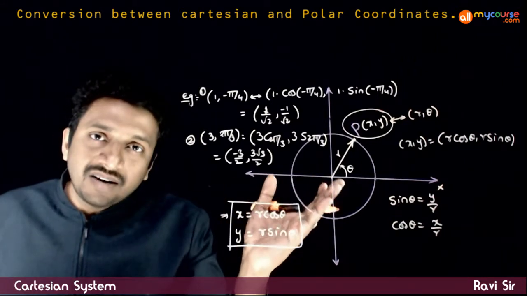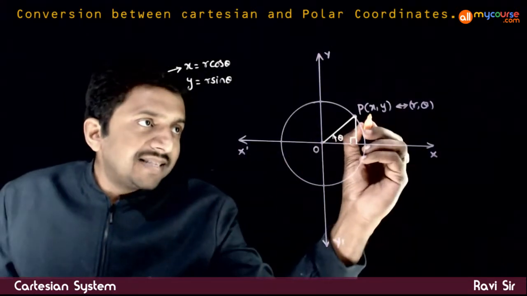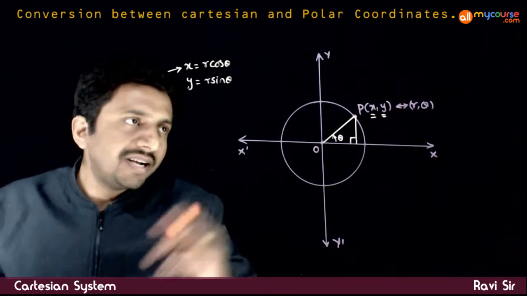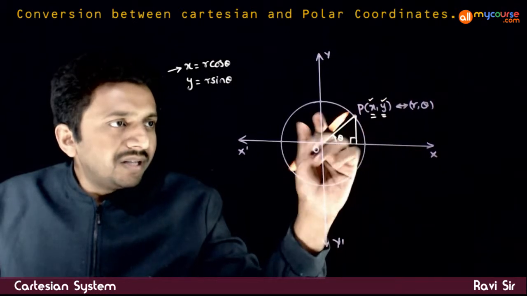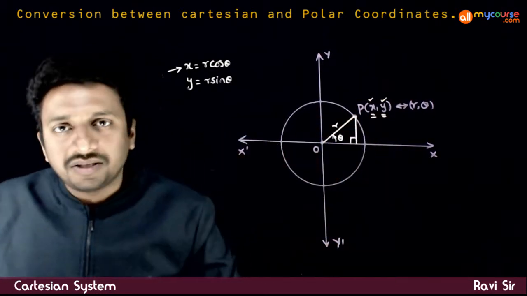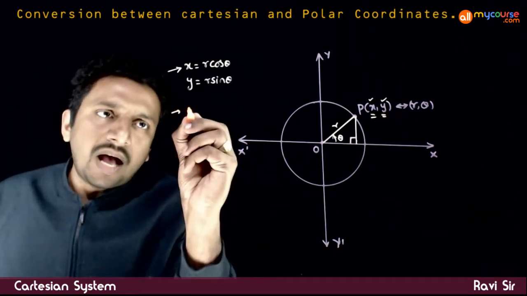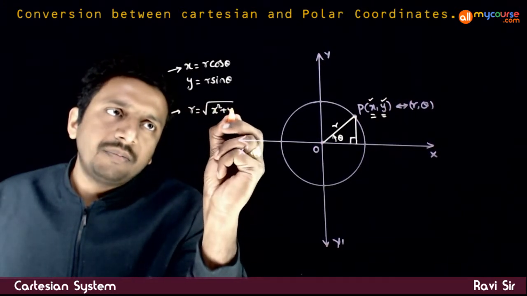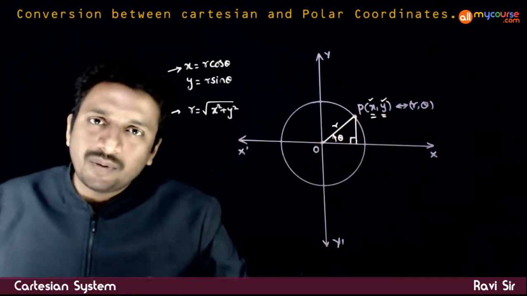So now let us try to see how to do the reverse question. If x and y are given, how do you get r comma theta? Let us say that the Cartesian coordinates of the point are given. Now the meaning of r is nothing but the distance of this point P from the origin, right? So what is the distance of point P from the origin? r is nothing but root of x square plus y square. That is the distance of the point x comma y from the origin.